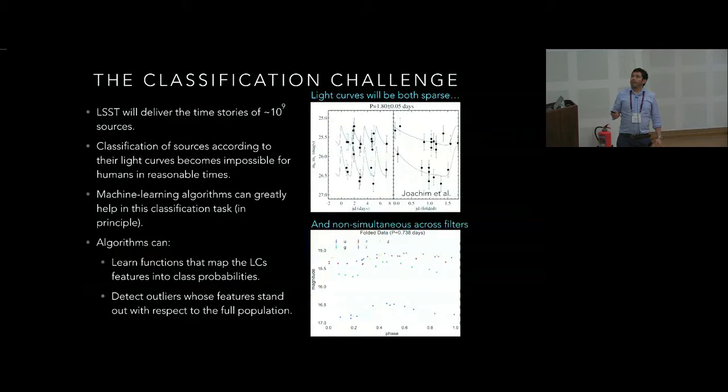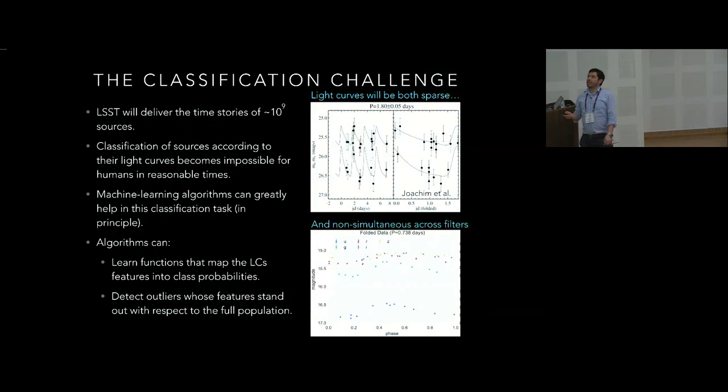So, why is this a challenge? It will be a challenge first because there will be massive amounts of data coming up, on the order of 10 to the 9 sources for which we will have light curves once LSST comes online. And that's problematic not only because of the volume of the data, but also because, as has been mentioned before, they are sparsely sampled. So they are not sampled at regular intervals, and sometimes they are very sparse. So there are big gaps between the data points, as in this example here.